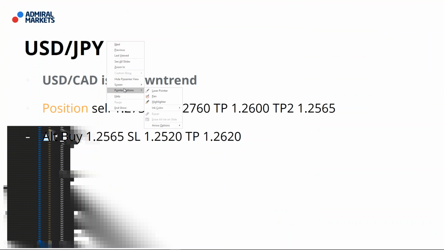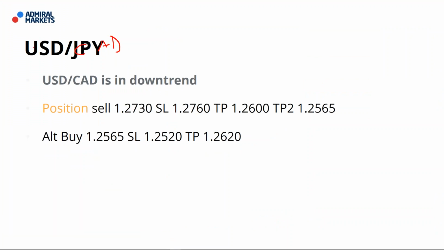Dollar CAD is in a downtrend. Okay, so again, this is a typo. I will correct this. So dollar CAD is in a downtrend. We will make a sell position around 27.30. Stop loss 27.60, TP 26.00, TP2 25.65, and a possible buy trade at 25.65. Stop loss here, and TP is 26.20.